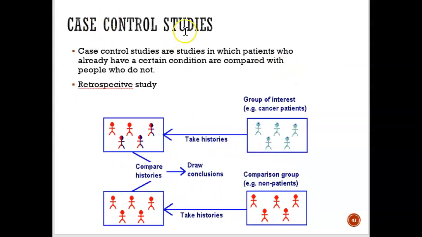Okay, case control. So case control is when you have a case and when you have a control. So this is your case, which is cancer patients. That's your case. That's what you're interested in. So your group of interest, you're interested in looking at people who have cancer. And then you got to compare it to another group, which is known as your control or comparison group. And here you're comparing it to healthy people or just random people who have no cancer.